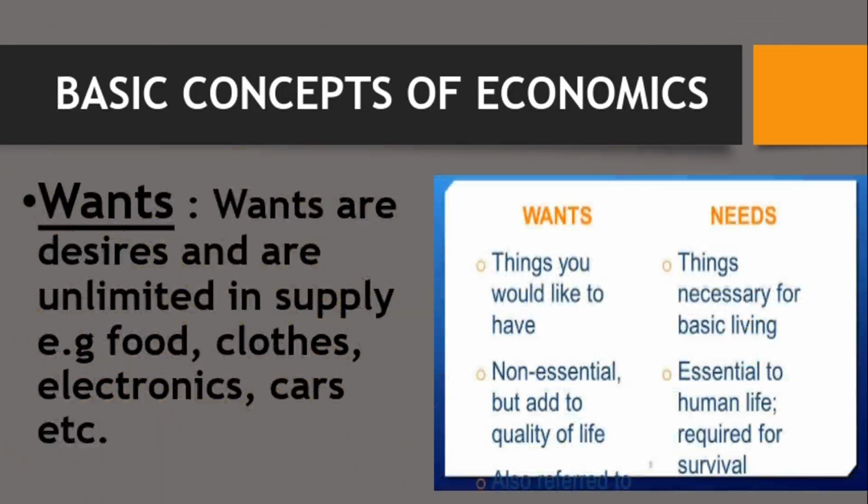For example, we have food, clothes, electronics, cars, wristwatches, etc. There's a difference between wants and needs. Wants are the things you would like to have, but needs are the things necessary for basic living, like food, water, and shelter. Wants are non-essential but add to quality of life. But needs are essential to human life and they are required for survival.